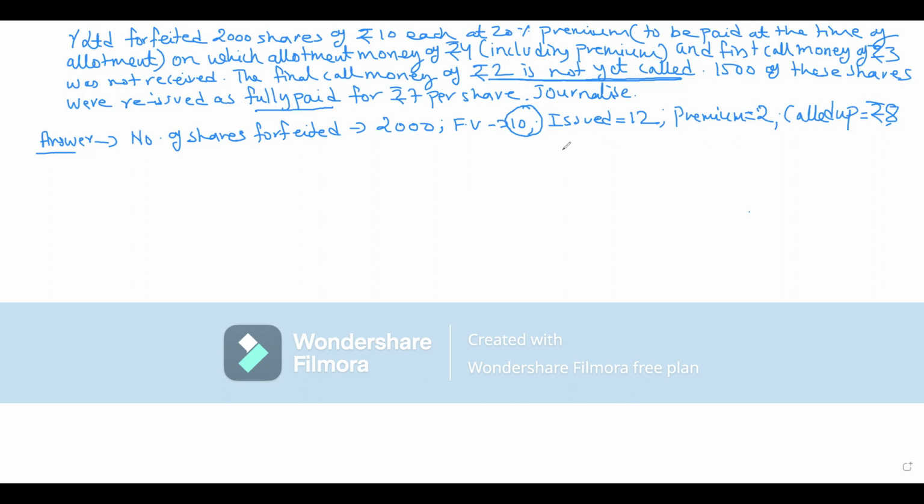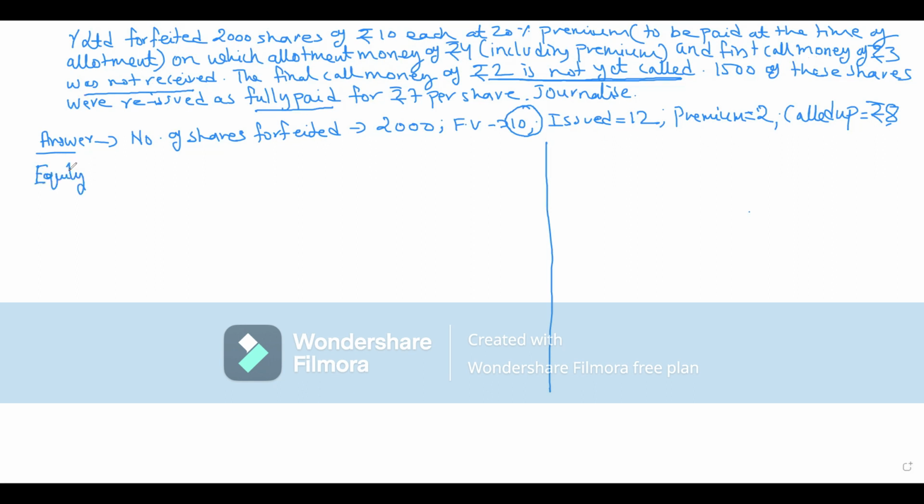Now, so let's start with the journal. तो अभी आप बताइए, पहला, this is forfeiture of shares issued at premium. Now, is the premium money received or is the premium money not received in this case? Sir, not received. Not received क्योंकि allotment में 4 रुपया है including premium, और first call 3 rupees not, and this allotment money was also not received. So allotment में premium है और allotment का पैसा भी नहीं मिला, मतलब premium amount is automatically not received. So in this case, what will be my journal?